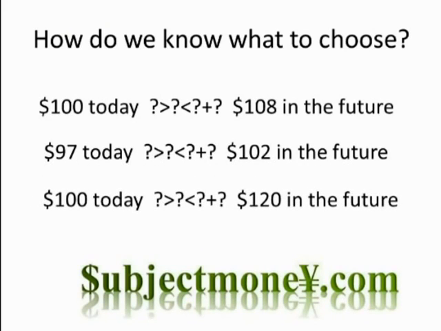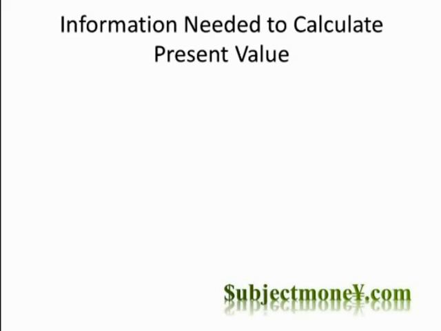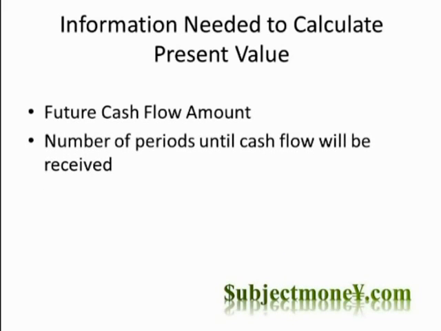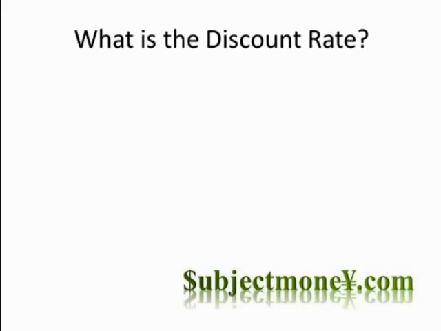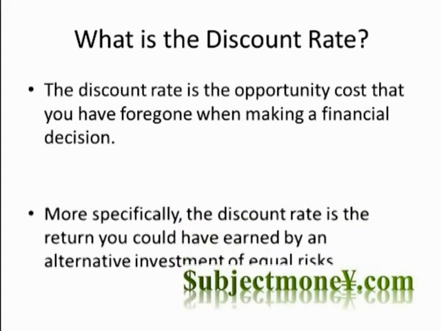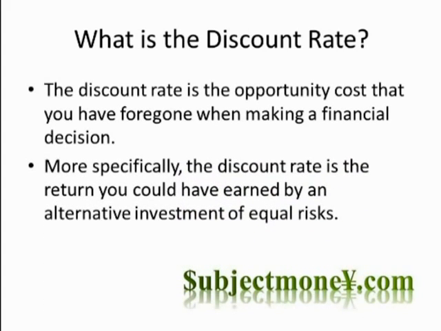To be able to answer these present value problems, you need three key pieces of information. You need to know the amount of the future cash flow being analyzed. You need to know when you will receive the cash flow to determine how many periods it will need to be discounted. And you need to know the discount rate. What is the discount rate? The discount rate is the opportunity cost that you have foregone when making a financial decision. More specifically, the discount rate is the rate of return you could have earned by an alternative investment of equal risk.